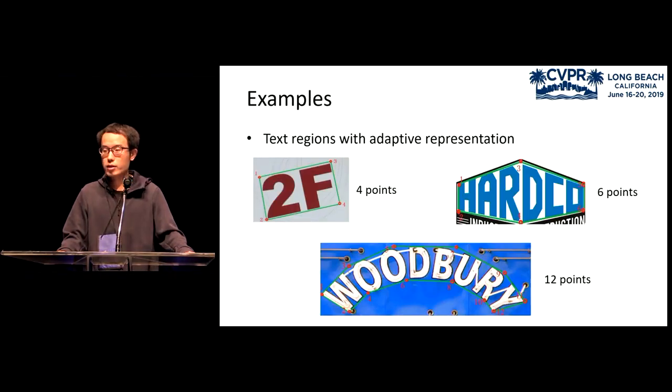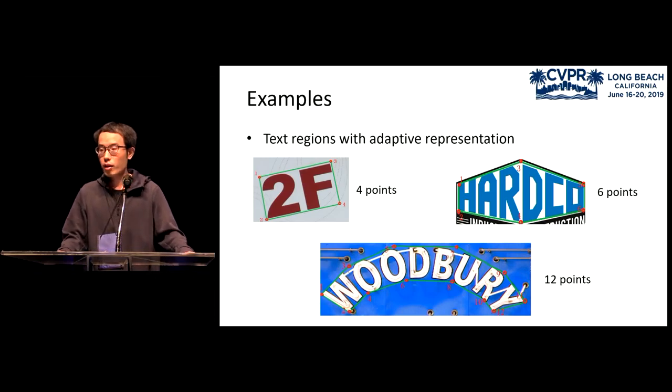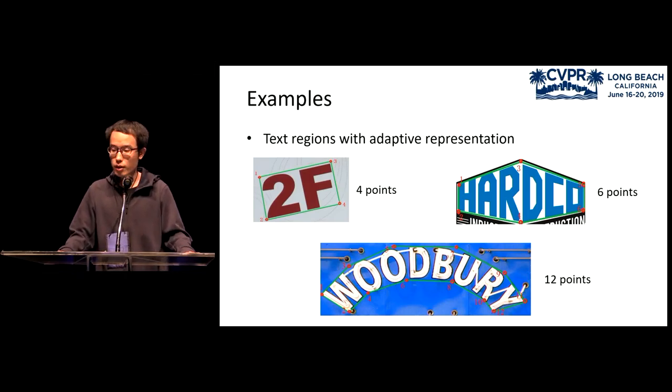Here are some examples of text regions with adaptive representation. As shown in the figures, for straight line text regions, 4 points may be enough, while for some curved text regions, 6 points or 12 points may be needed.